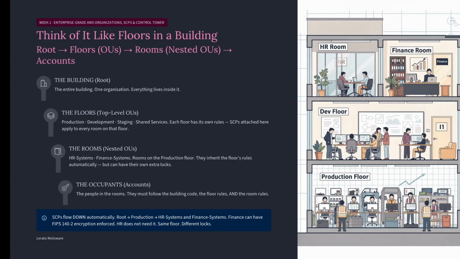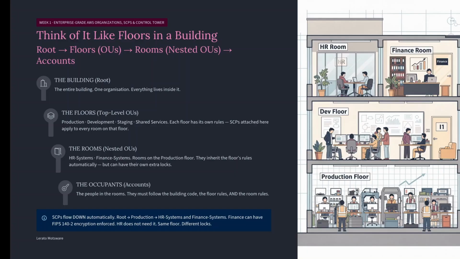Why does a financial bank need this? Because HR data and finance data carry different legal obligations. POPIA, Protection of Personal Information Act. Labor Law, the Financial Sector Regulation Act. IFRS, International Financial Reporting Standards. The finance OU might need FIPS 140-2 encryption, Federal Information Processing Standard 140-2.